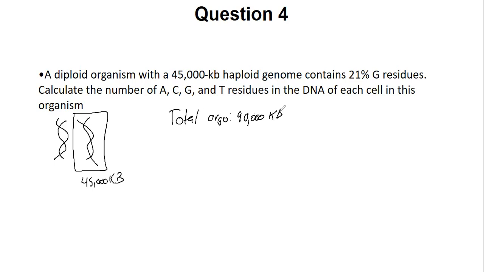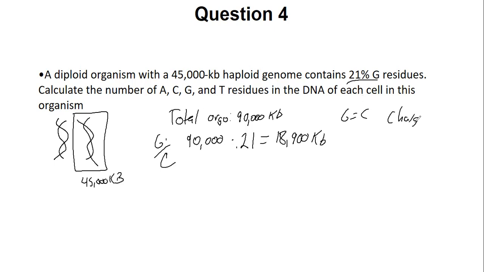So how many G's are there? Well, we have 21% G residue. So all we do is we take our diploid DNA, multiply it by 0.21. Remember, whenever you have a percentage and you want to actually use that in math, you have to take that percentage and divide by 100. So it'd be 0.21. And so the amount of G in this organism is 18,900 kilobase pairs. And this will be for the amount of C as well, because G equals C according to Chargaff's rule. So that's something else we have to remember for this problem, Chargaff's rule: G equals C, A equals T. So that's how we find out how much G and C there is.